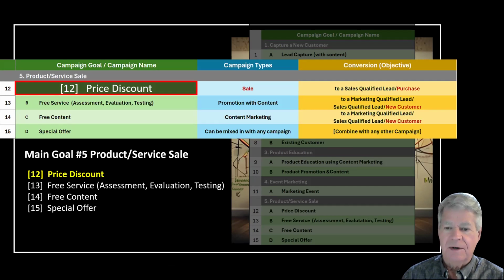Campaign 12 is a price discount. The campaign type is a sale, just an old-fashioned sale, the way we've done it for over a century. The conversion or objective is to a sales qualified lead or to a purchase. A product sale is a classic advertising technique that we're all familiar with. For retail businesses, this is the bread and butter of the marketing strategy. Specific strategies are driven by customer trends, interests, product offerings, and seasonal changes.